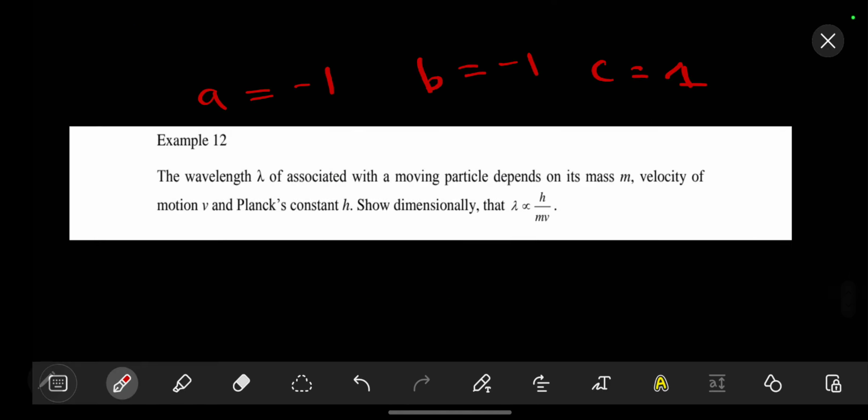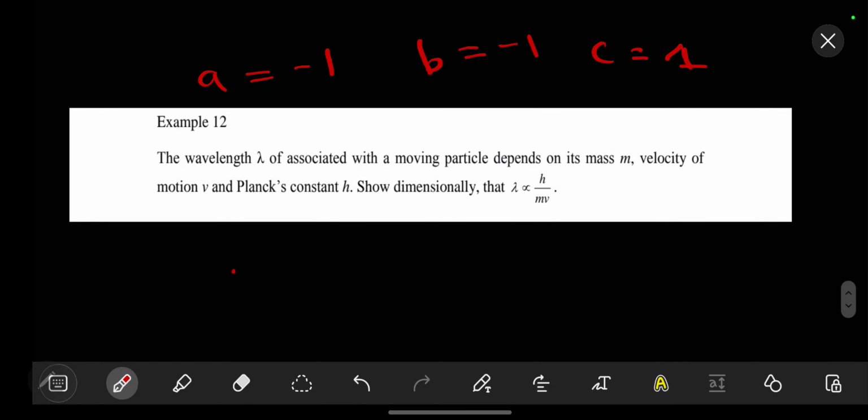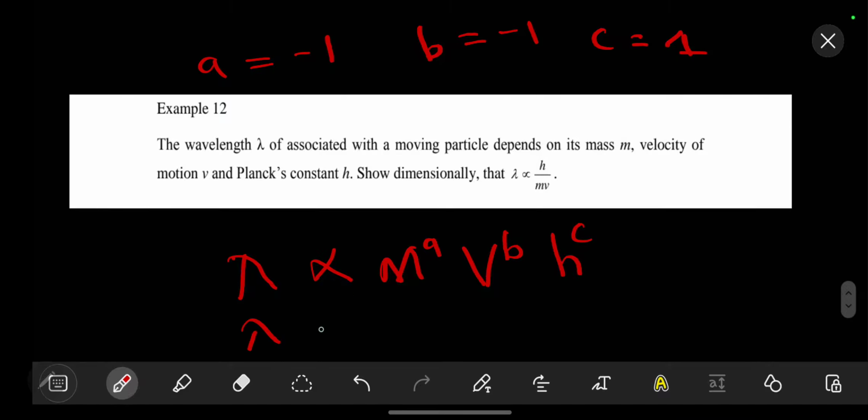So knowing that our a is equal to negative 1, our b is equal to negative 1. So we know that we wrote our expression to say our wavelength is directly proportional to our mass to the power of a. Then we also have the velocity to the power of b. Then we have the Planck's constant to the power of c. And we know that our wavelength will now be directly proportional to our mass, the a is equal to the power negative 1. Then we have our velocity to the power of b, which is negative 1. Then the Planck's constant to the power of 1 like that.